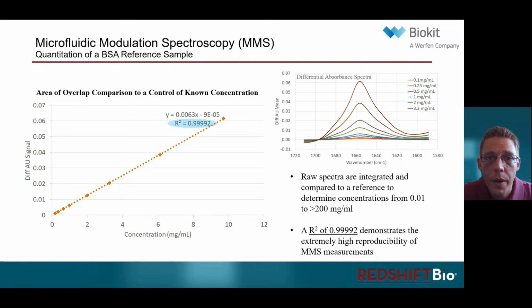With MMS, we were able to make quantitation measurements from 0.01 or structural measurements from 0.1 milligrams per mil, all the way in both cases to 200 or above milligrams per mil in a very wide range of different backgrounds as well. And we retain this extremely high sensitivity and reproducibility of the measurement, which is very key particularly when you're trying to determine very, very small differences in structure between a range of samples, such as for this study.